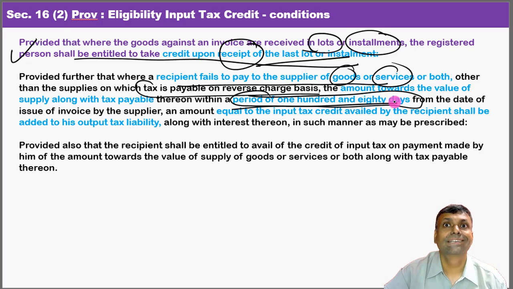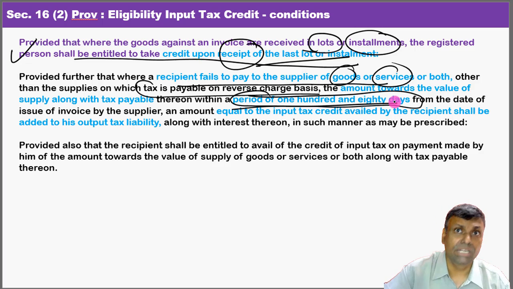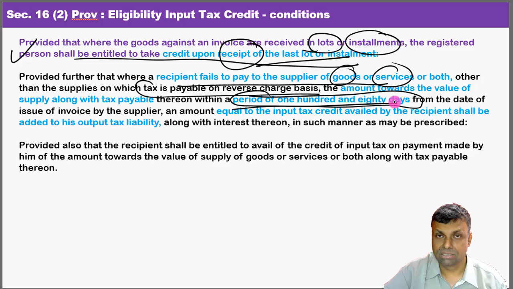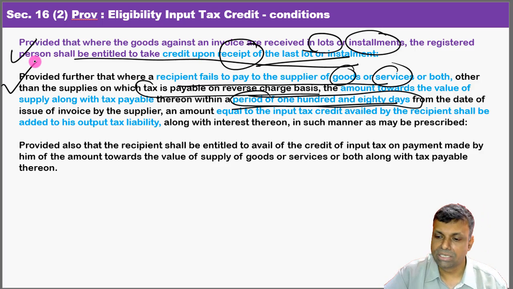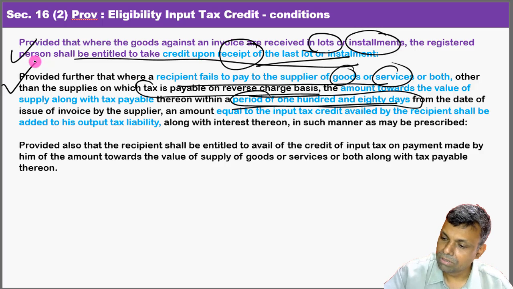That means if my creditors are outstanding beyond 180 days, then I will not get the input tax credit. That means I should have also paid the money. In other words, outstanding creditors. This is how the accounting language can be used. So if it is outstanding for greater than 180 days, I will not get the amount of the input tax credit. Okay.